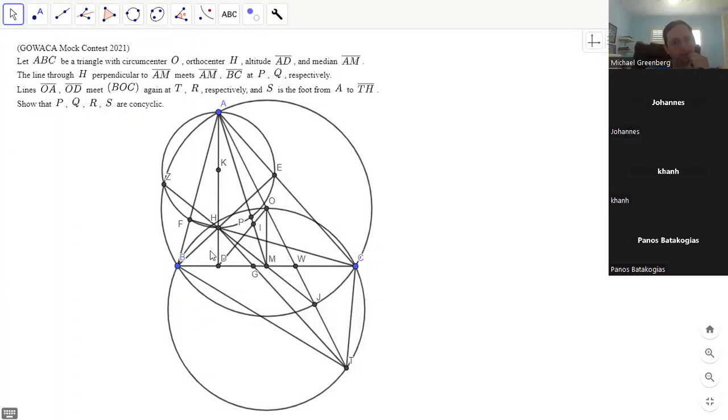So what's left is to prove that DMGW is harmonic. Okay. I like that.